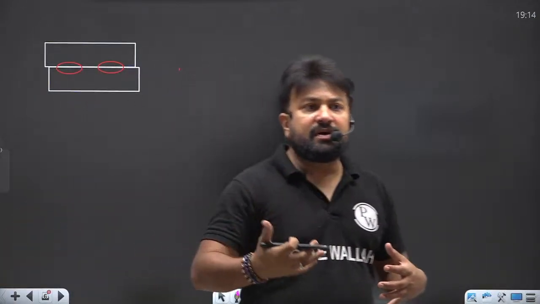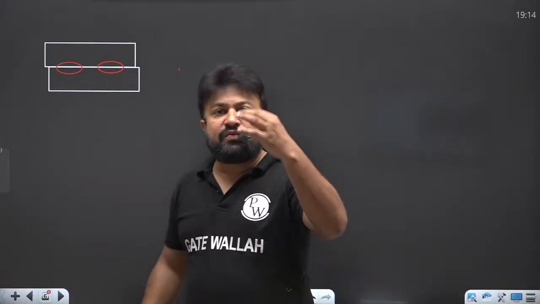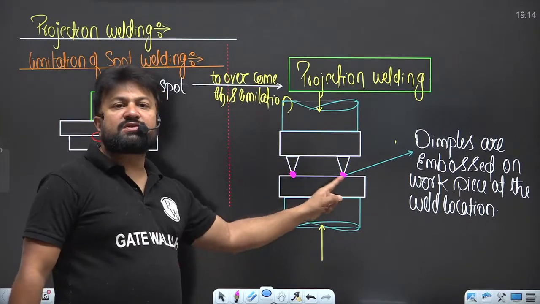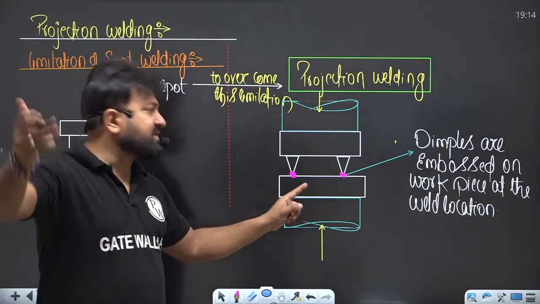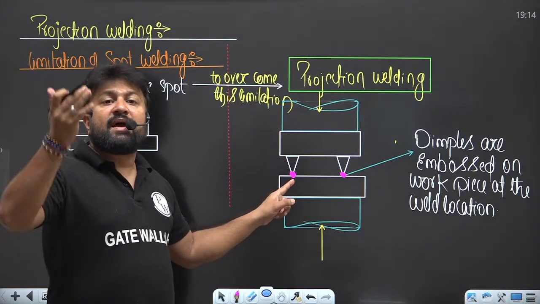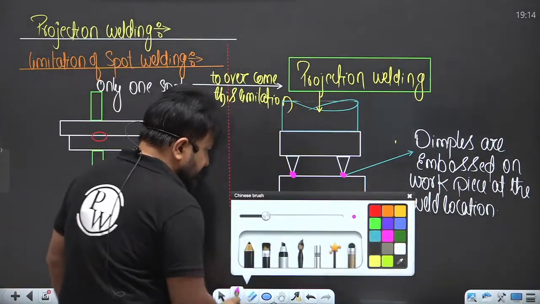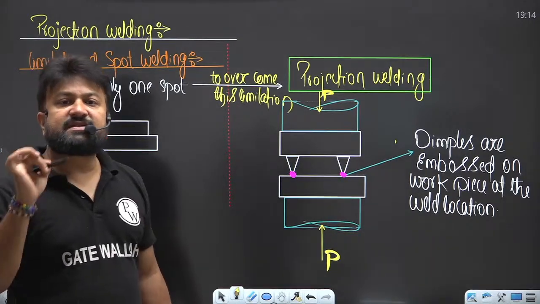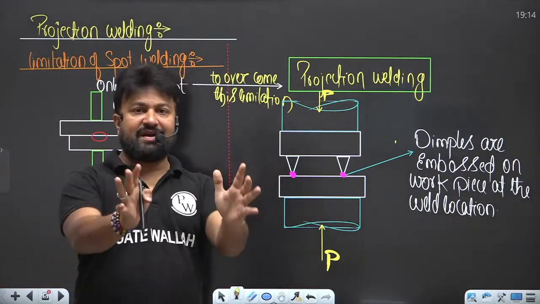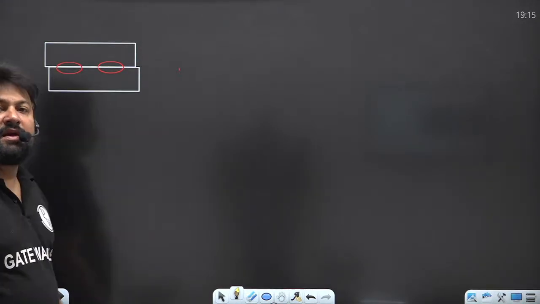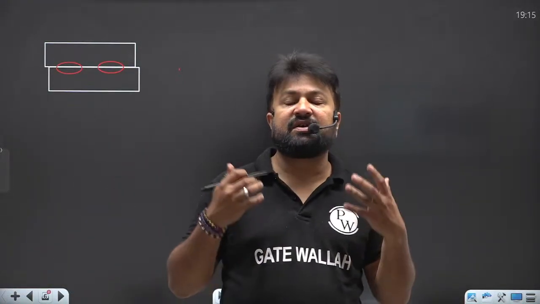So here you can see, what is going to happen? Current flows through the dimples, right? Current flows through the dimples and heats them because of current and resistance. The heat is going to be produced, and pressure causes the dimple to flatten and form a weld. So after that, these joints are going to be produced, right?